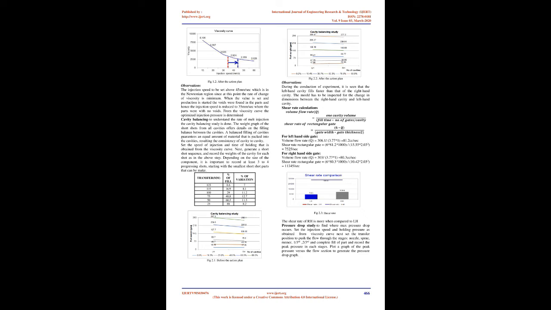Next, generate a short shot sequence, and record the weights of the cavities for each shot as in the above step. Depending on the size of the component, it is important to record at least 3 to 4 progressing shots, starting with the smallest short-shot parts that can be made. Observations.